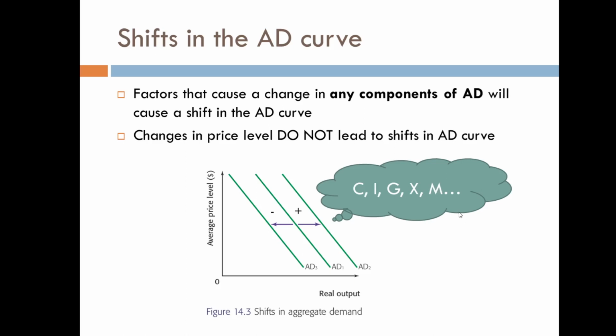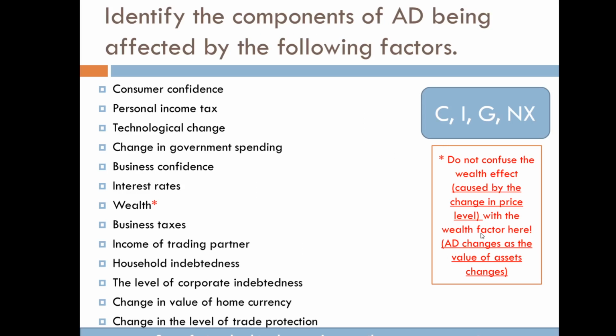Here, let me give you an exercise. Let's take a look at this. We have 12 or 13 factors here. You have to identify which component is being affected by the factors here. Before you do that, take a look at this.